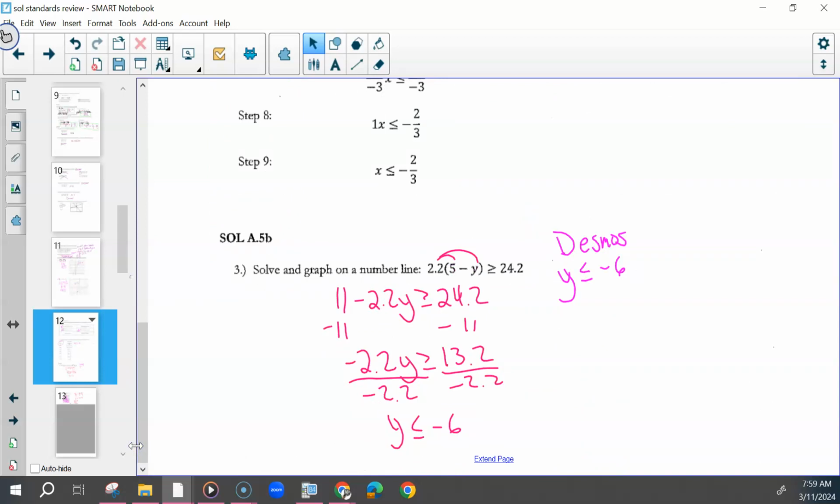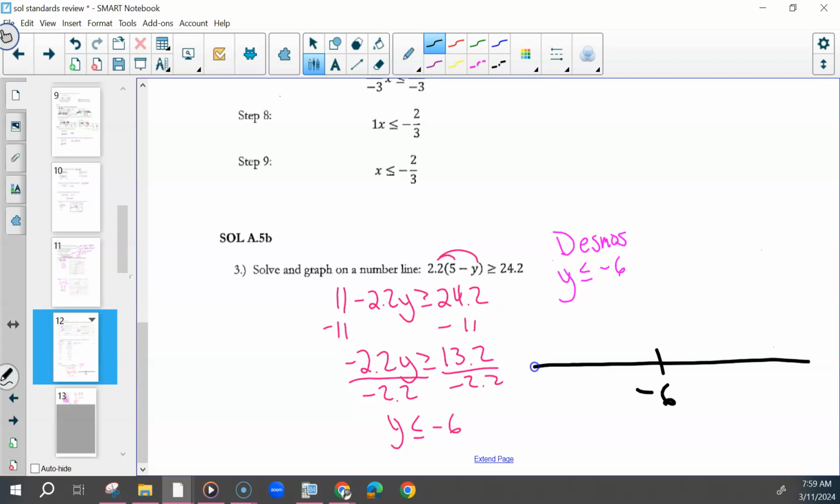In number 3, this is a Desmos question. I forgot to draw the number line, but I can remember. The answer was y is less than or equal to -6. So on a number line, that would be a closed circle going to the left. And then the last one on the next page, I'll show in just a second.